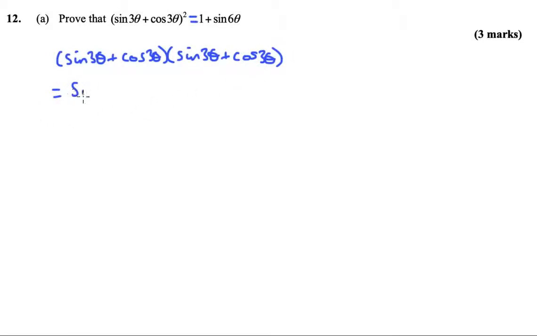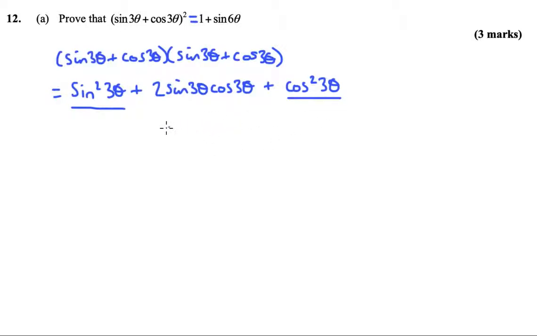Is going to be sine squared 3 theta plus a sine 3 theta cos 3 theta and then another one. So 2 sine 3 theta cos 3 theta plus cos squared 3 theta. Notice here we've got a sine squared 3 theta plus cos squared 3 theta. That's equal to 1. So we've got 1 plus 2 sine 3 theta cos 3 theta.